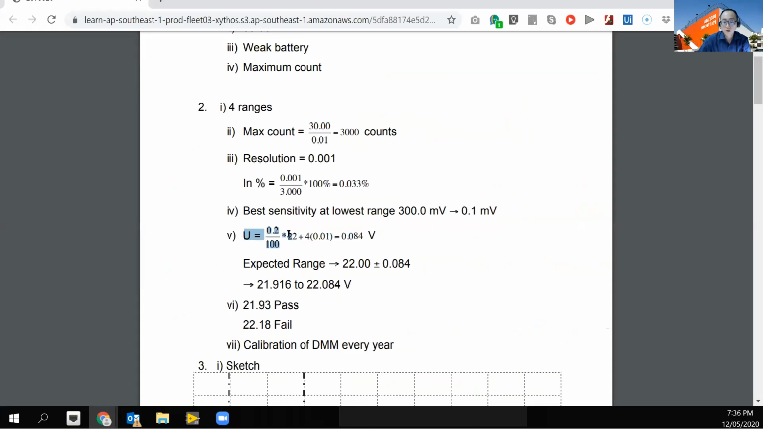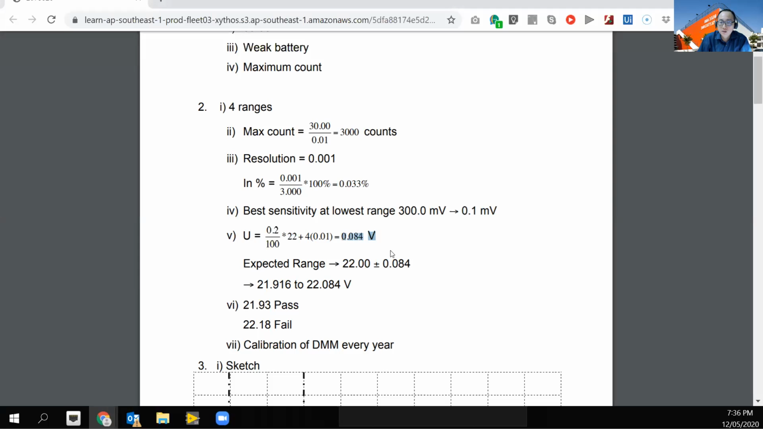Basically, the percentage plus minus 0.2% is given. So what you do is you take 0.2 over 100 times the measurement. This 22 is the given measurement voltage, the one that you're actually measuring. So 22 volt is given as the measurement point. So 0.2% over 100 times 22, plus 4. The 4 count is given as a specification. Then you multiply 4 by the resolution, which gives you this particular value.